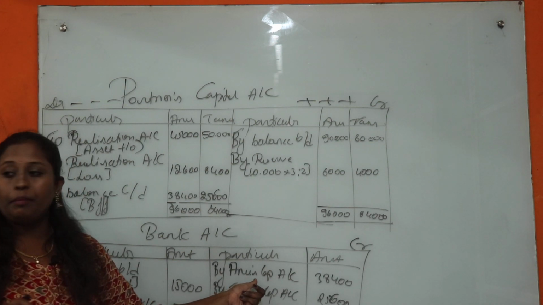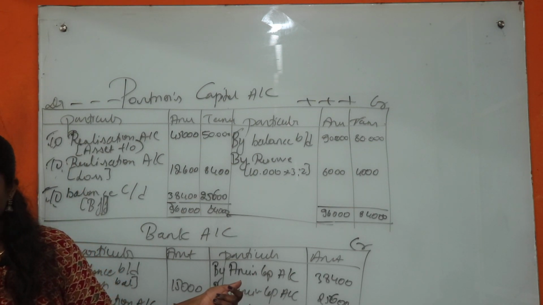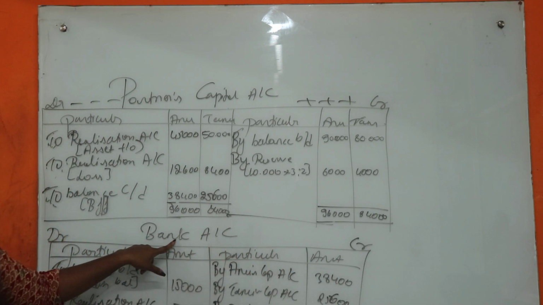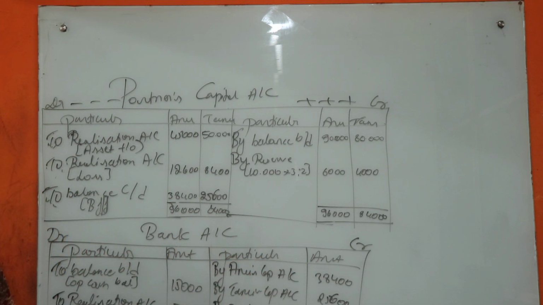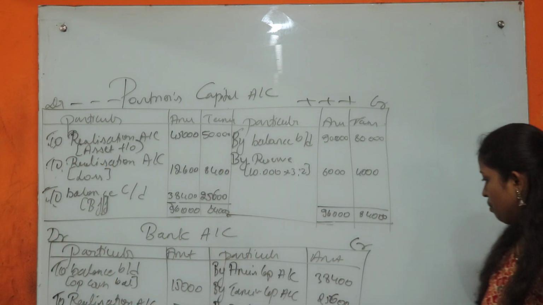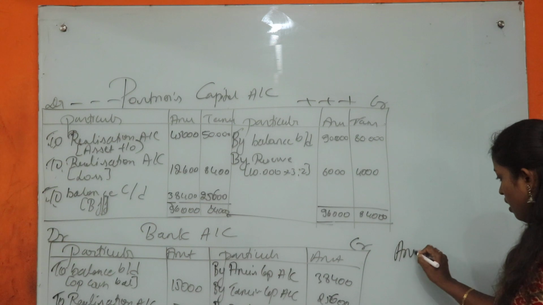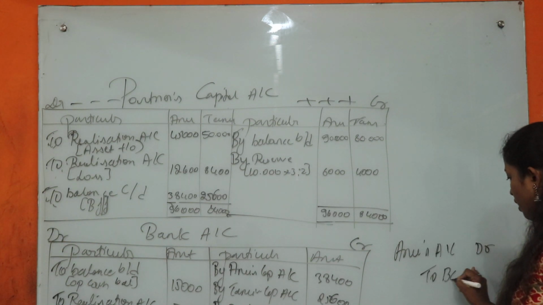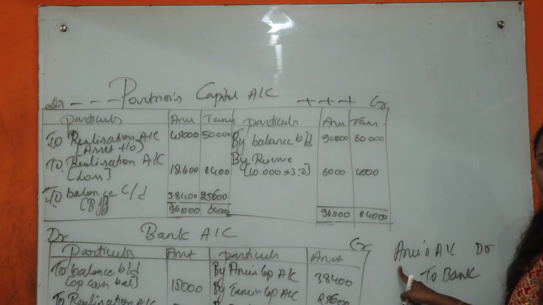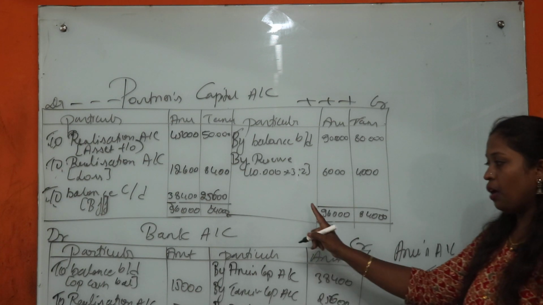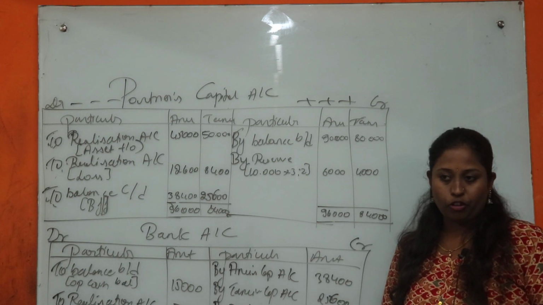Look here, debit the receiver, Anu's capital account 38,400, credit what goes out, through the bank account we are paying. If you write the journal entry for that, how does it come? Anu's capital account debit to bank account. Debit the receiver, credit what goes out. This is how the journal entry also comes for this.